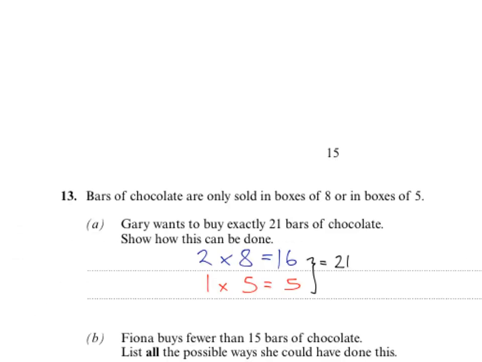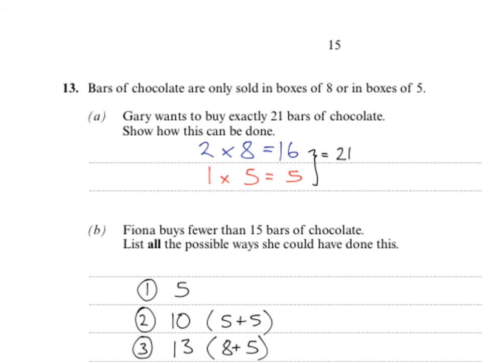Okay then. So I've got number 13 here. Bars of chocolate are only sold in boxes of 8 or 12. Gary wants to buy exactly 21 bars of chocolate. Show how he can do this. Now this is a little bit of just trial and improvement, really, of you having a bit of a guess. I found a way of doing it, which was 2 lots of 8 and a 5. So that was 2 boxes of the 8s and 1 box of the 5, which gave me 21 bars of chocolate. Okay, I don't think there's any other ways, but I might be wrong.